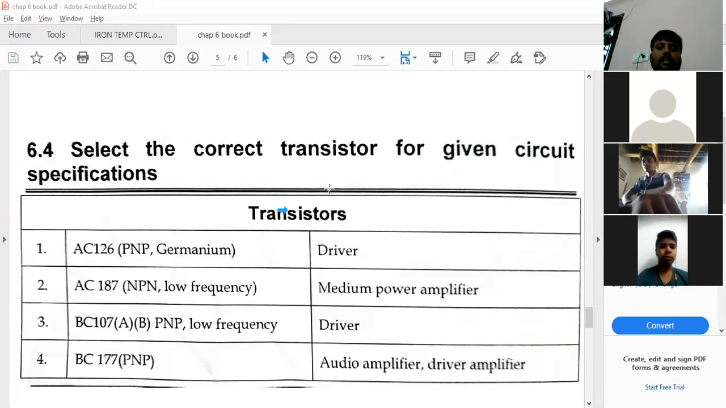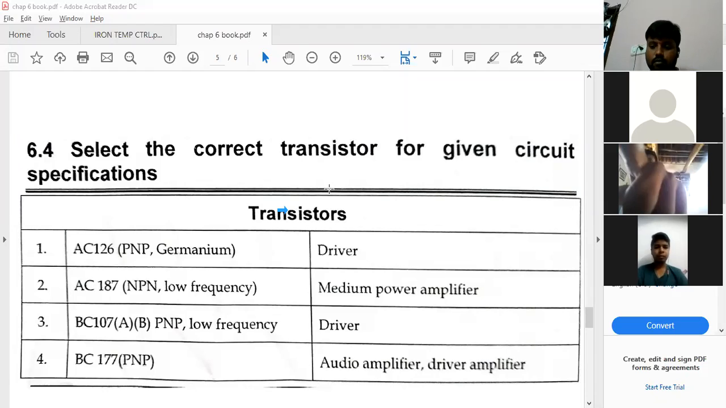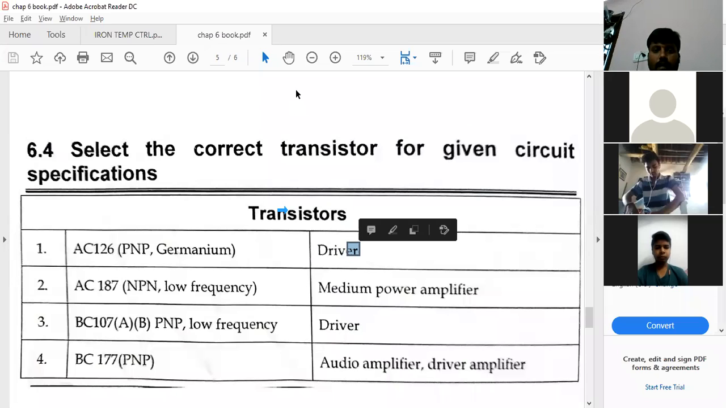we'll discuss the selection of the transistor for a given circuit specification. See, there are so many transistors. Which transistor has to be used for which kind of application? We must know the application type. So what kind of transistor is used for a specific application? Okay, right. So first, driver amplifier.